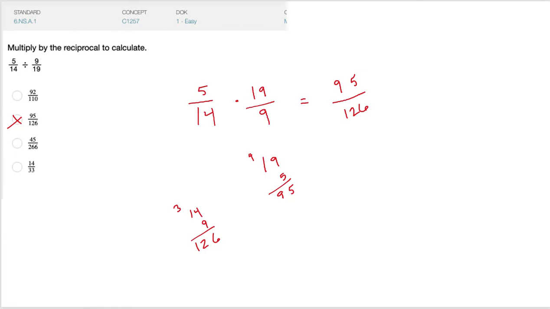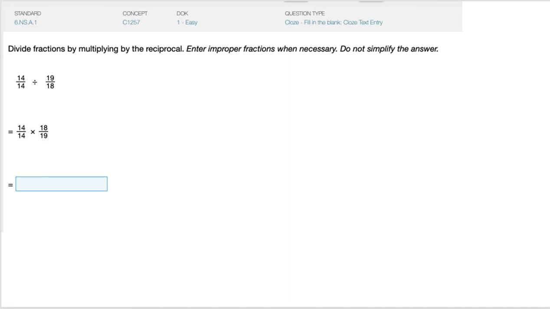Let's try another one. Divide fractions by multiplying by the reciprocal. Enter improper fractions when necessary. Do not simplify. So it doesn't want you to turn it into a mixed number, and it doesn't want you to simplify. So 14/14 divided by 19/18. They turned it into 14/14 times 18 over 19, because that's the reciprocal of 19 over 18.